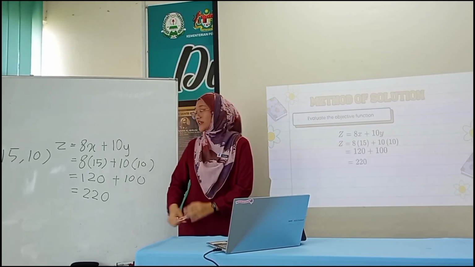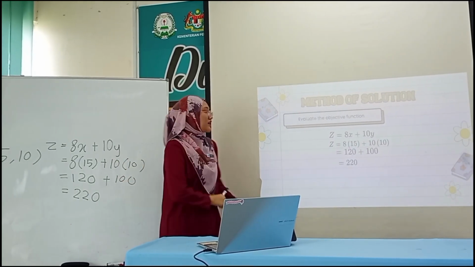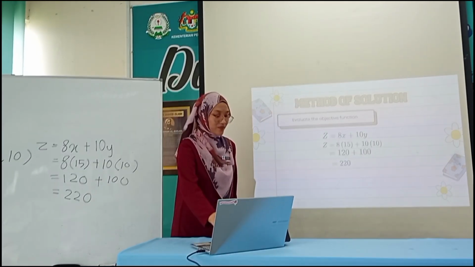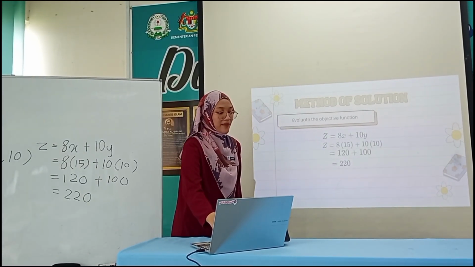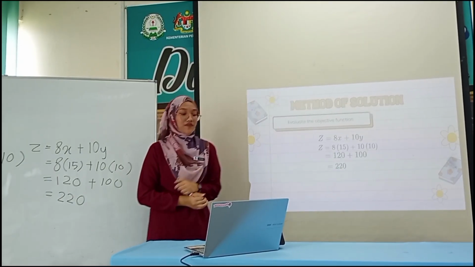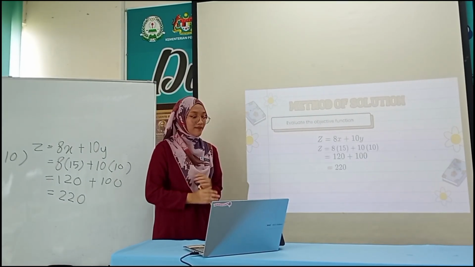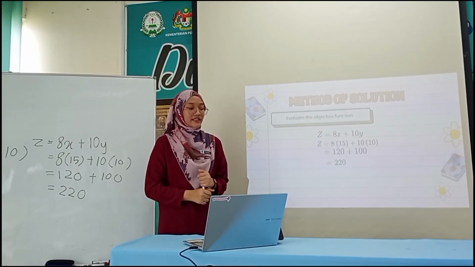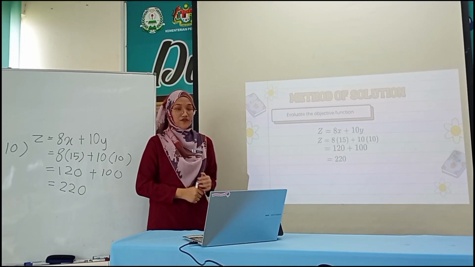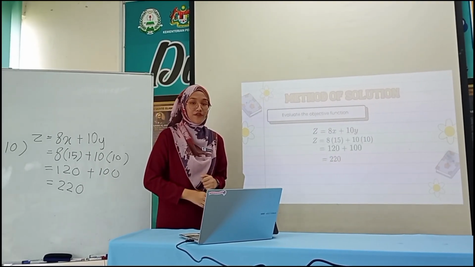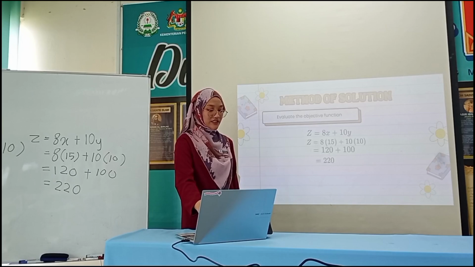Calculated using the objective function z equals 8x plus 10y. So this means that by producing 15 bowls of laksa and 10 plates of nasi kerabu, Aina can fully utilize her available resources efficiently while achieving the highest possible profit for her business.